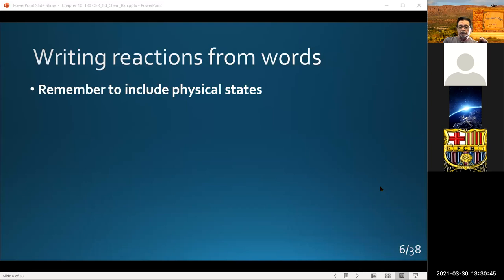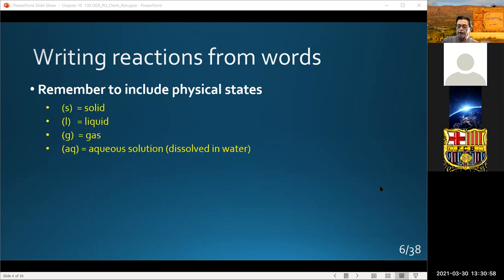So this is why I was giving you the reaction in words, because we're going to start writing reactions from words. Okay. And remember the physical states: solid, liquid, gas, and aqueous. How do we know it's solid, liquid, gas? Well, remember that chapter? We had a whole slide. Now, of all the elements, there's only 2 liquids, right?